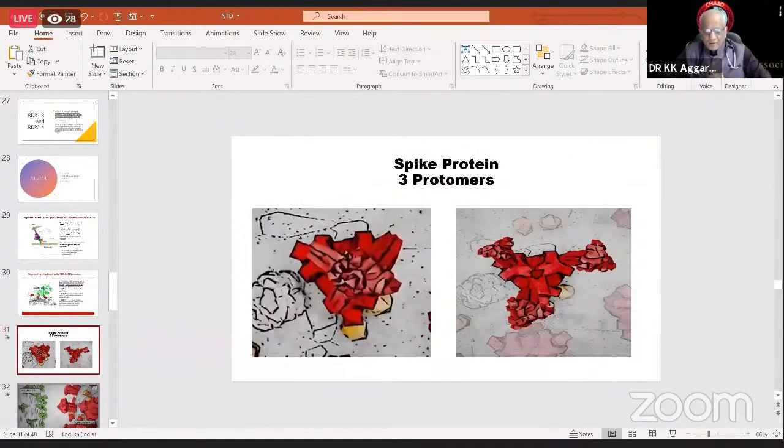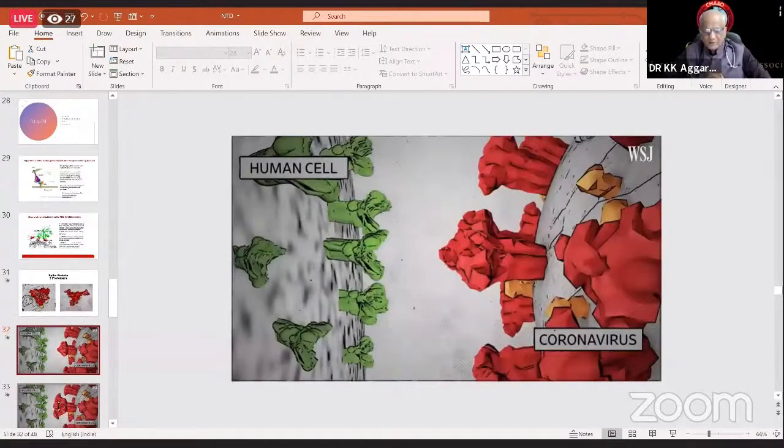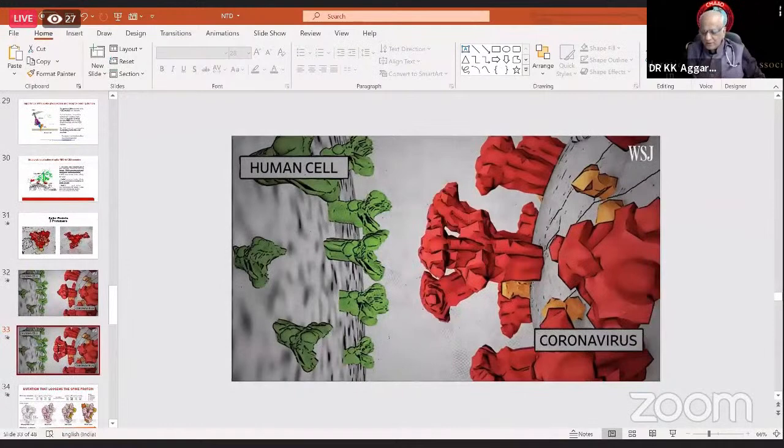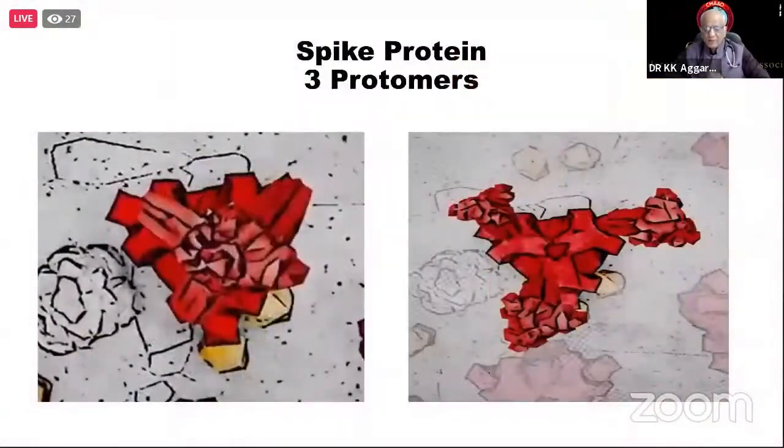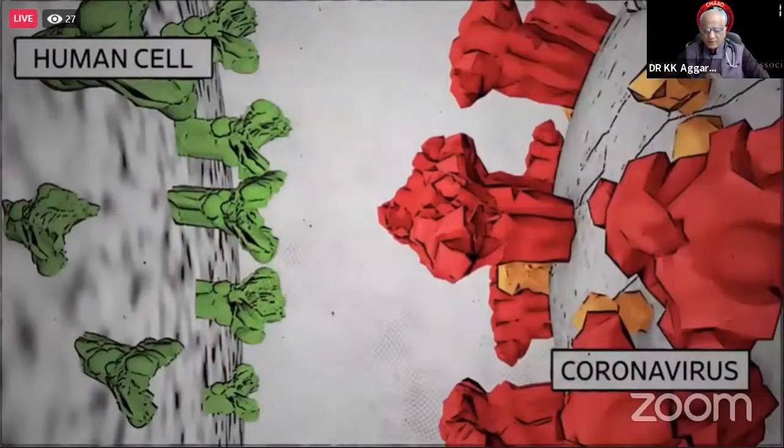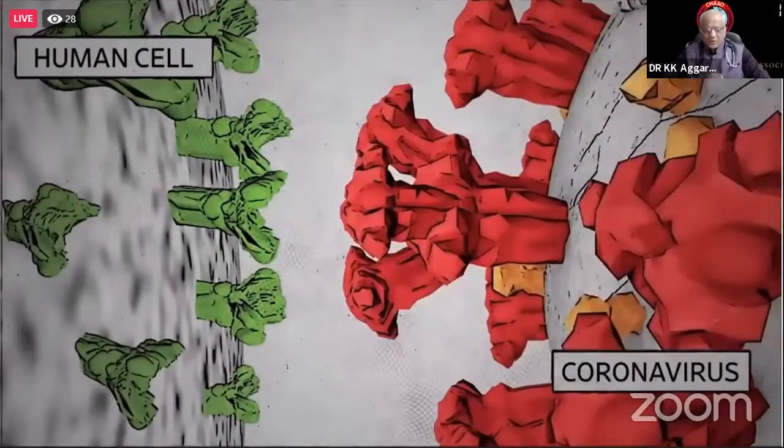Now, before I come back to this, what happens in the spike protein? The spike protein has 3 protomers, 1, 2, and 3. This is a spike protein which is closed. You can see the ACE receptor in green is open, but the spike protein in red is closed. And now you can see it is open. This is the spike protein which is closed, and this is how it opens. The spike protein is open.